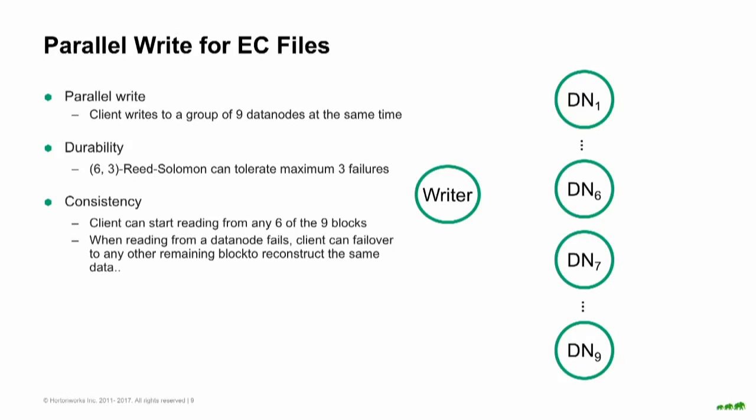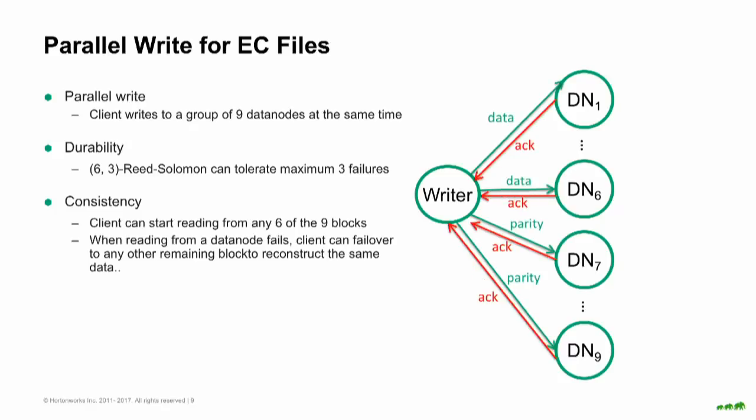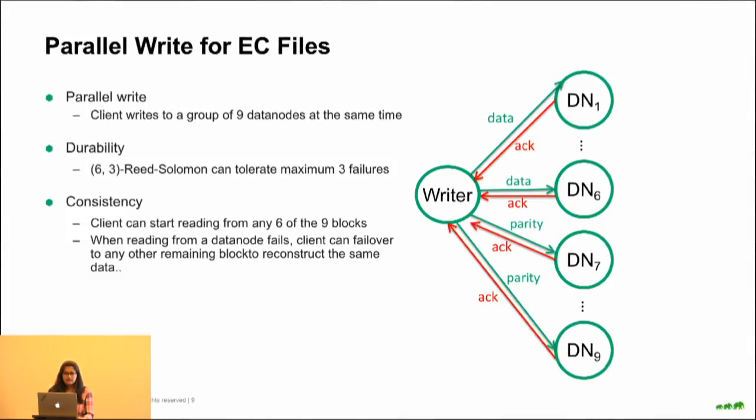In contrast, the write pipeline for erasure coded files is more parallel. So the client writes to all 9 data nodes in parallel. And in this strategy also, the client can start reading from any 6 of the 9 blocks. When reading from a data node fails, the client can fail over to any other remaining blocks to reconstruct the same data.